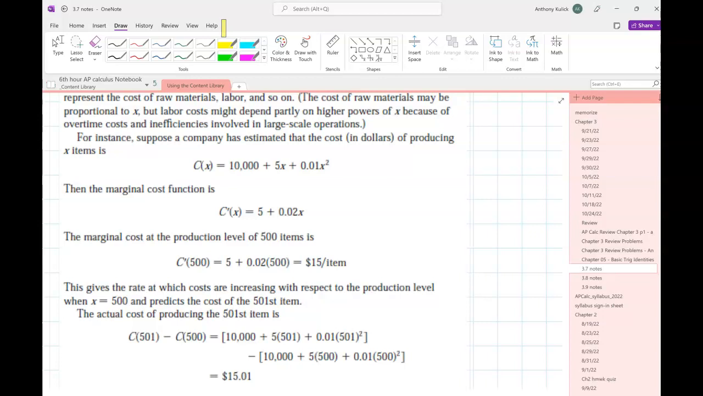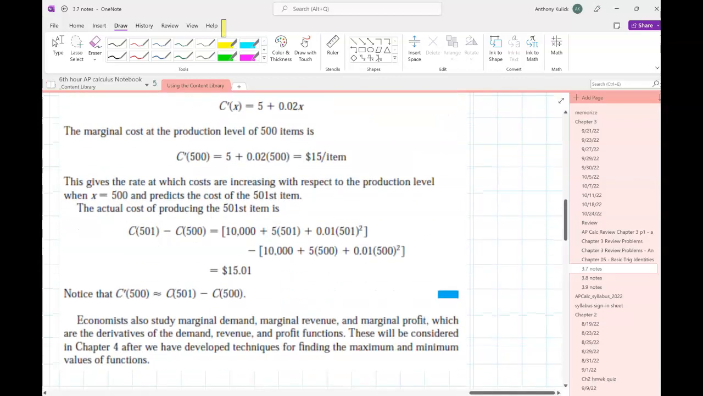If we compare that to the actual cost of producing the 501st item, we take the cost to make 501 items and subtract it from the cost for 500 items, we get $15.01 approximately. So what are we noticing? That marginal cost is a pretty good estimate, right? That's what we're seeing.